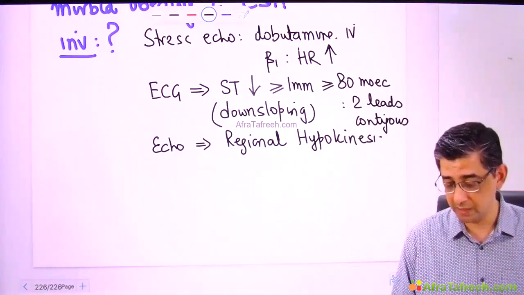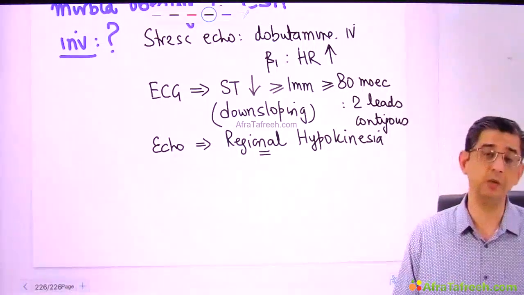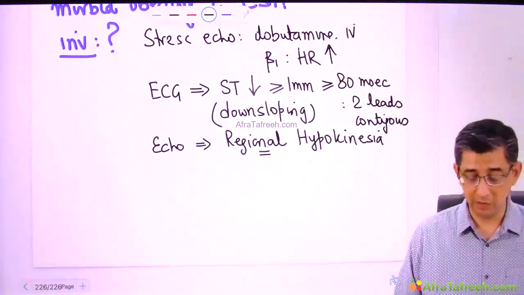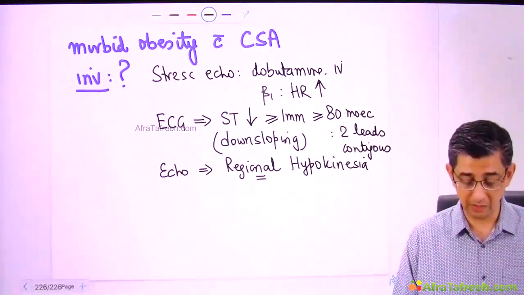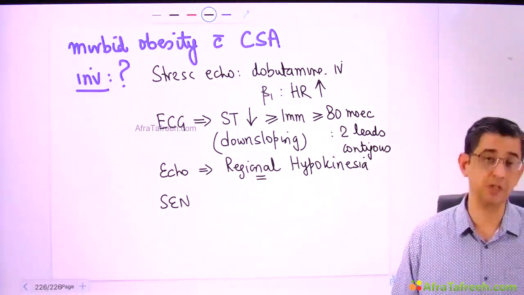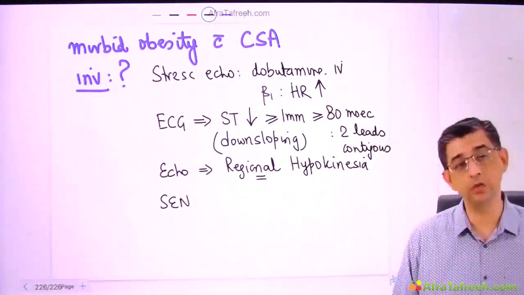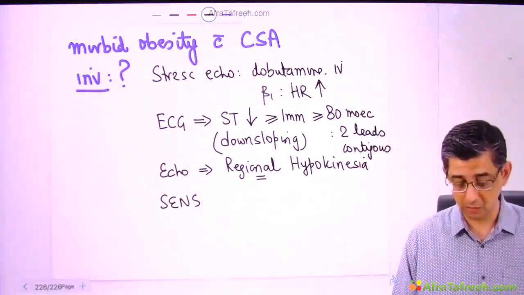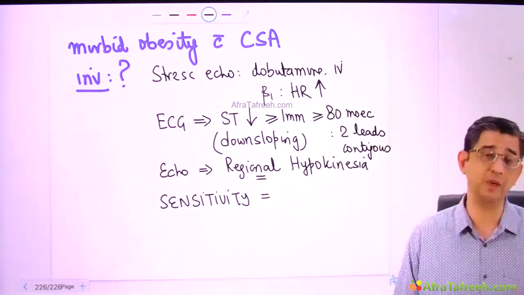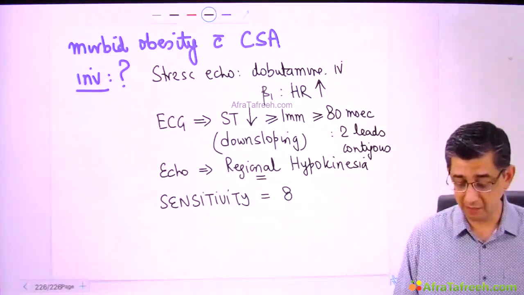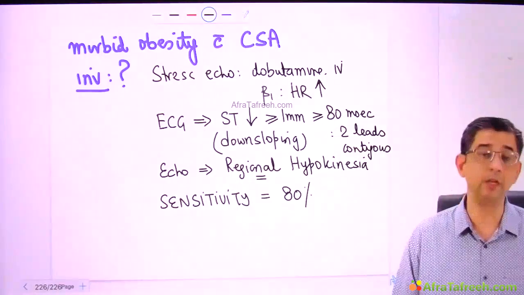I repeat once again, the contractility of the heart is hampered because the blood supply to it is reduced. So the echocardiography finding will be regional hypokinesia, and the message is that because you are using two investigations here, you are using ECG also and you are using echocardiography also. So if you compare the sensitivity of a stress echocardiography with respect to a treadmill test, the sensitivity is relatively better. It goes up to 80%.